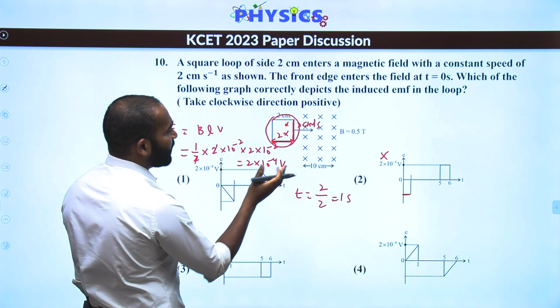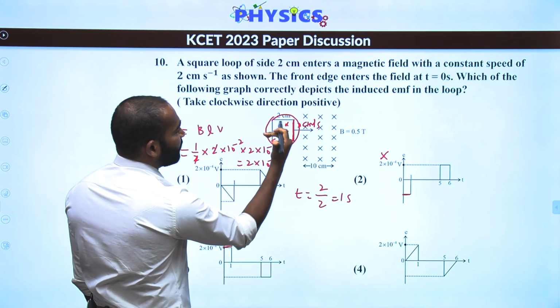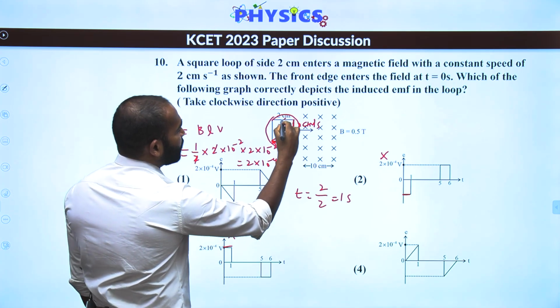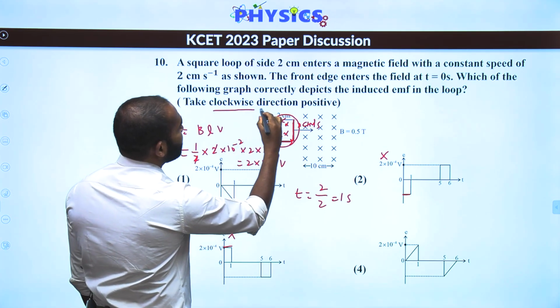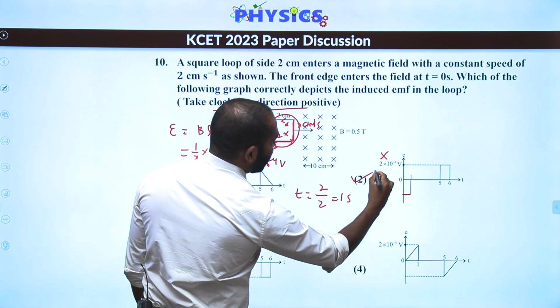So the direction should be anti-clockwise, then only it will produce magnetic field outward, isn't it? So therefore it should be outward, and it is given that take clockwise direction as positive, so here it should be negative. So the only option I can see is a 2 here now.